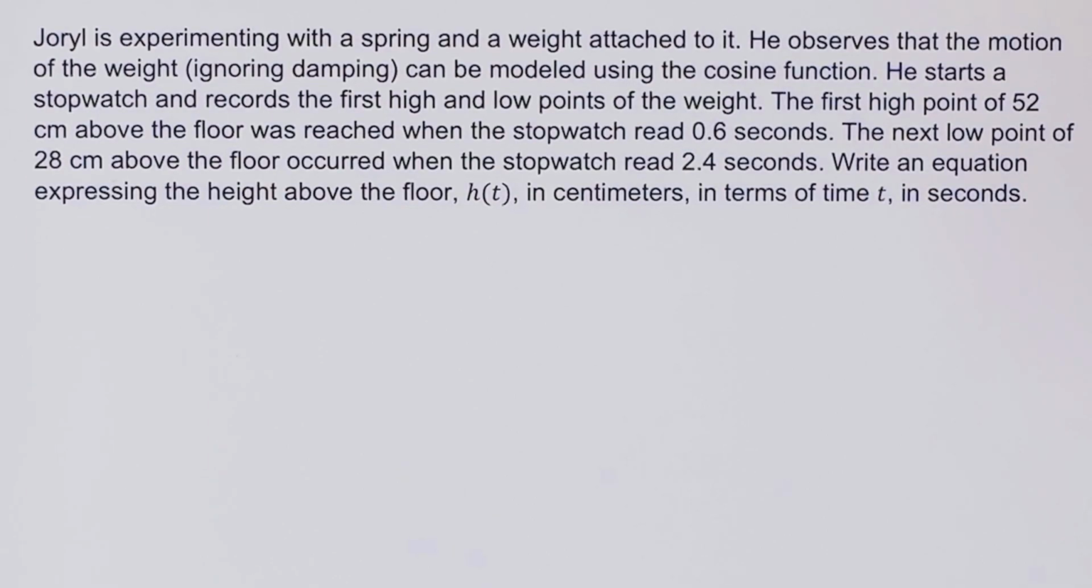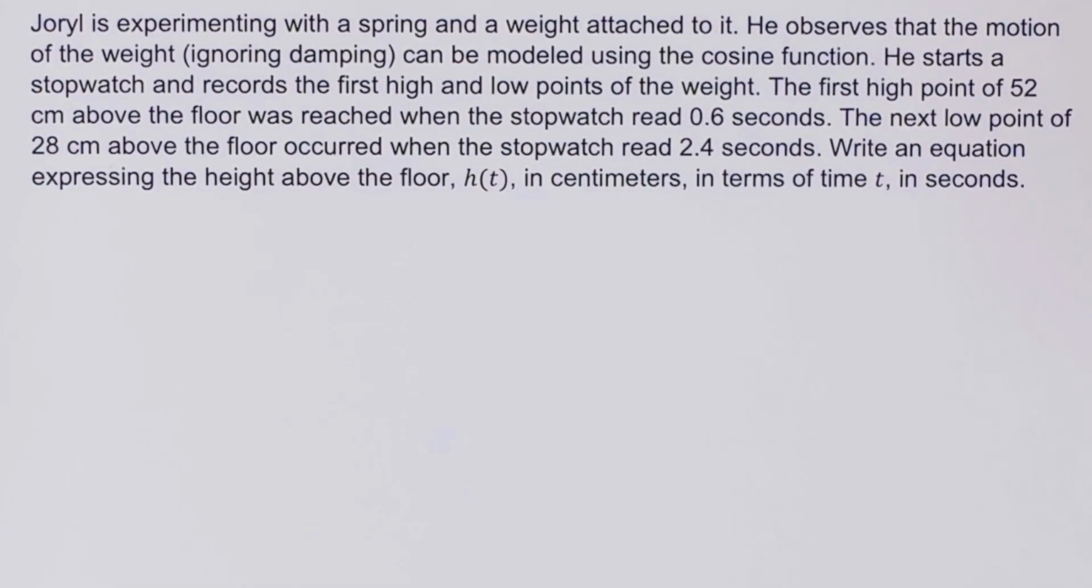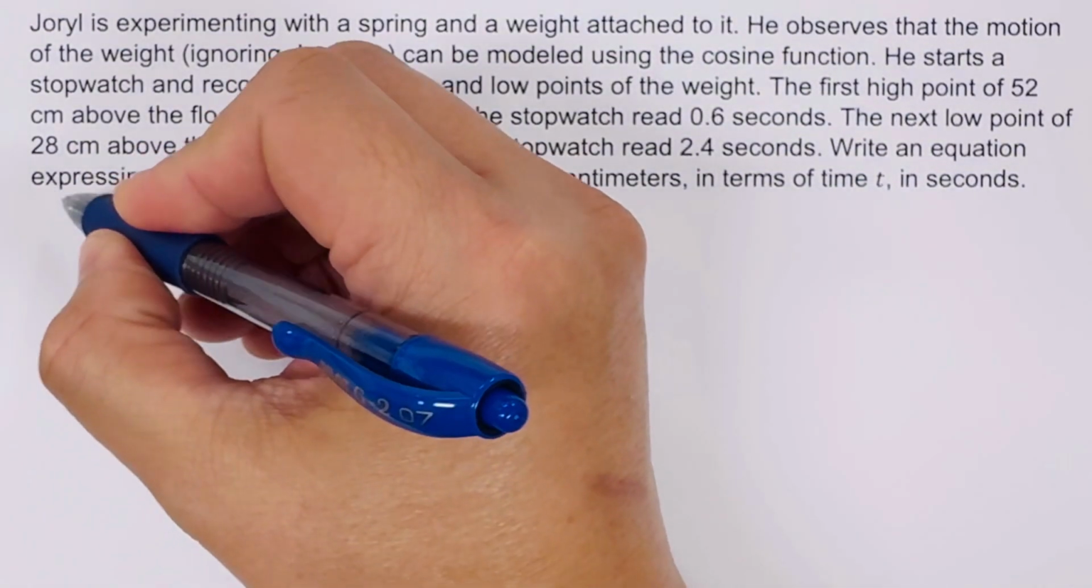He starts a stopwatch and records the first high and low points of the weight. The first high point is 52 centimeters above the floor, was reached when the stopwatch reads 0.6 seconds. The next low point of 28 centimeters above the floor occurred when the stopwatch reads 2.4 seconds. Write an equation expressing the height above the floor h of t in centimeters in terms of time t in seconds. So what we are expecting is an equation that looks like this.